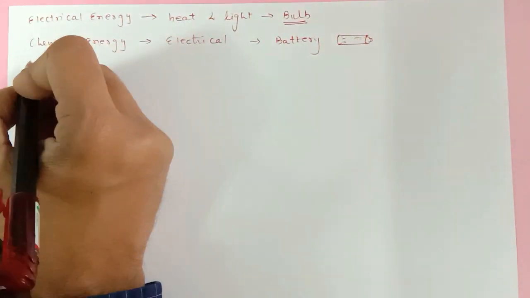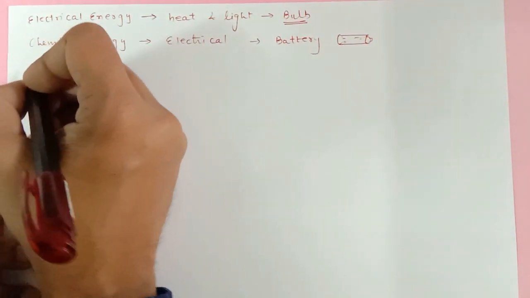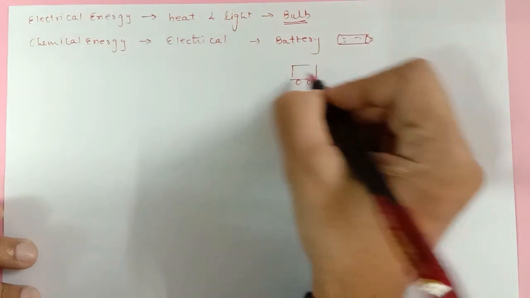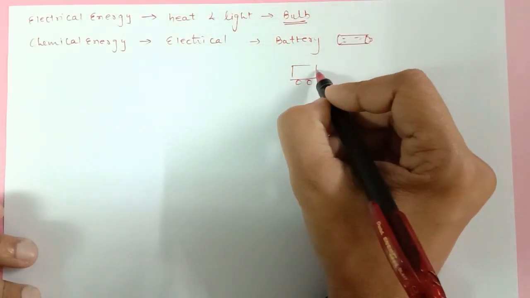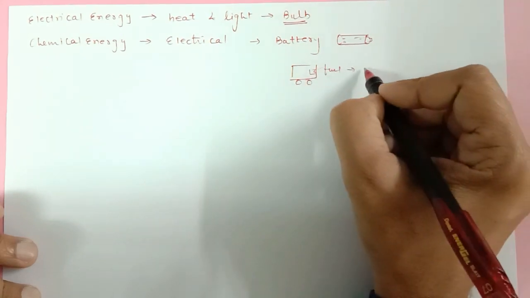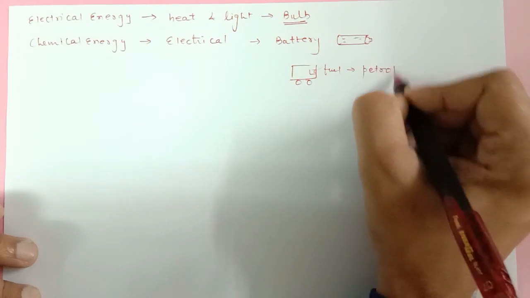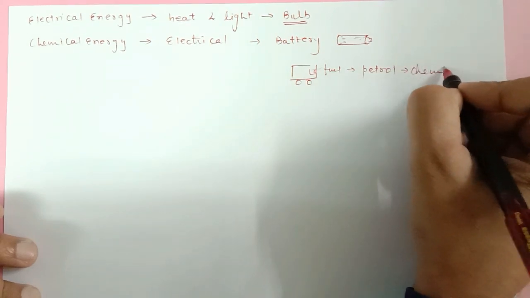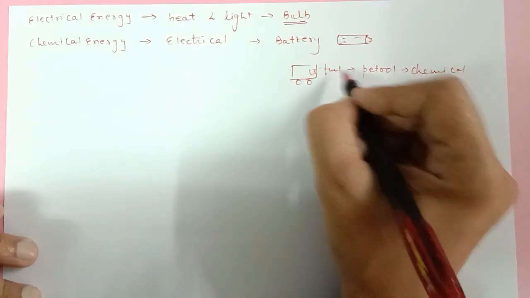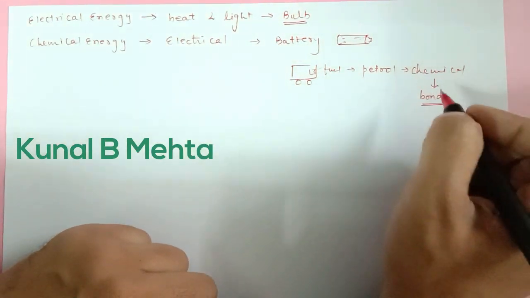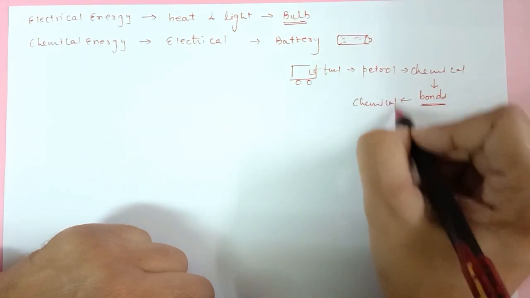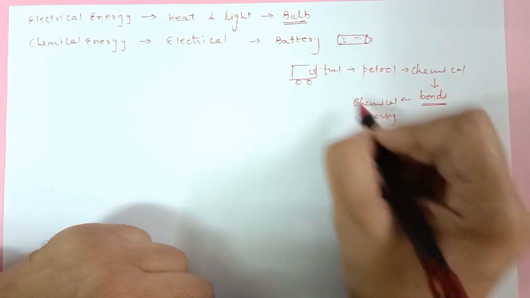Okay, now if we have a car fuel, say an example of a car. This car has got an engine, suppose here. Now this engine has got fuel. Fuel is, say, diesel or petrol. Now it's a chemical, and a chemical contains bonds. So fuel contains energy stored in bonds. That's why we call this energy chemical energy. It is already stored inside.